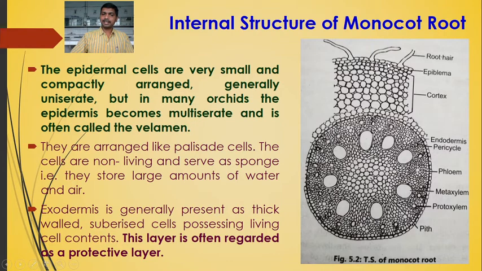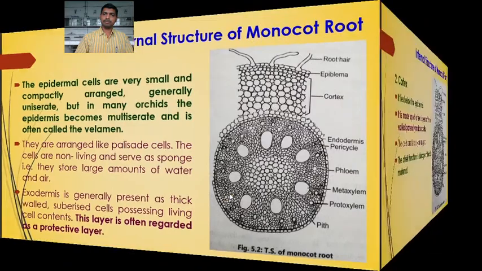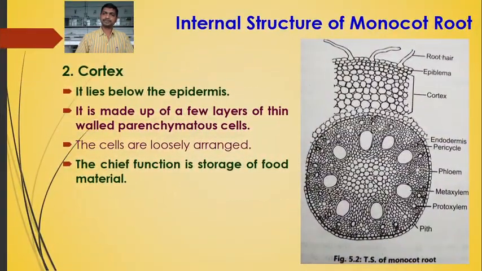Exodermis is generally present as thick-walled suberized cells possessing living cell contents. This layer is often regarded as a protective layer, so the epiblema performs the protection function. The epiblema also retains water if it is multi-layered, as in orchids, for example Vanda, where these epidermal cells are arranged like palisade cells, are non-living and serve as a sponge. So this is about the epiblema, the outermost covering.